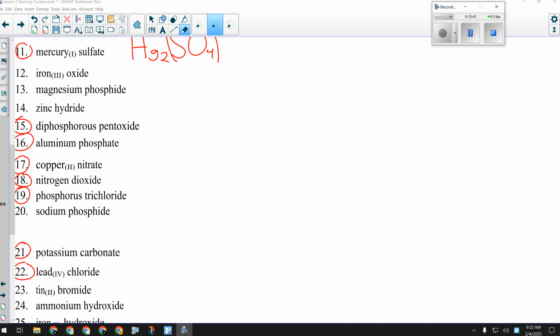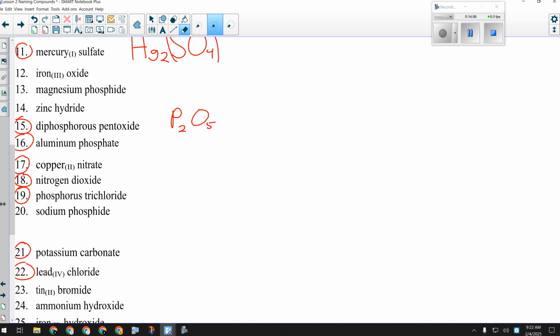All right, so for our first one, diphosphorus pentaoxide, ionic or molecular? Molecular. It's got prefixes, they're both nonmetals. So phosphorus is P, di means how many? 2. And pentaoxide, O, 5. All right, and then 16, aluminum phosphate, ionic or molecular?